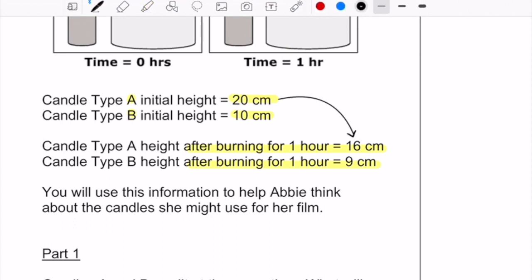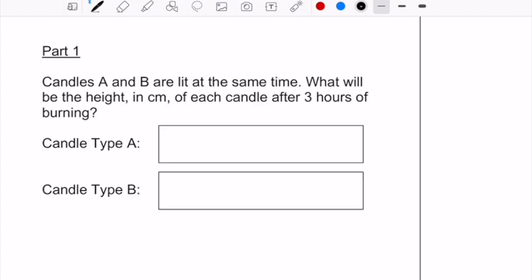So in the 1 hour that they were burning, candle A went down by 4 centimeters. And candle B went down by 1 centimeter. It says in the directions that you should assume that each candle burns at its own constant rate. So you would expect that pattern to continue over time. It says you're going to use this information to help Abby think about the candles that she might use for her film. Notice that we haven't actually answered any parts of the question yet. We're now just getting to part 1, but we analyzed the question to make sure we were very clear on what was happening. All right, so part 1 is a short text question.